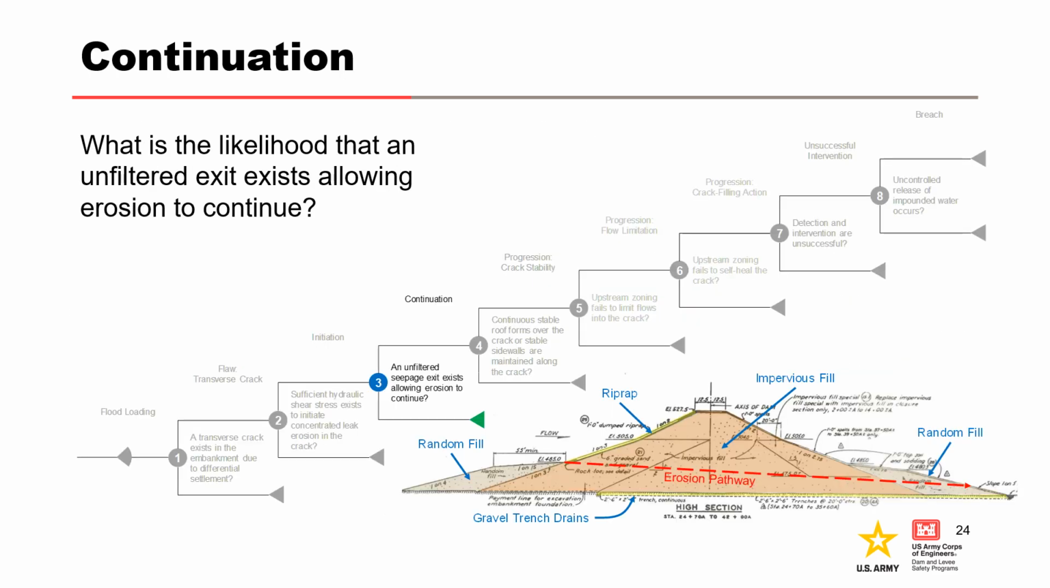Node 3. What is the likelihood that an unfiltered exit exists, allowing erosion to continue? As shown in the embankment cross-section, there was no chimney or downstream filter included in the original embankment design. The random fill berms, where the leakage exits were located, were comprised primarily of shale and sandstone, which did not provide any filtering action. Therefore, there was an unfiltered exit at the time of the internal erosion incident.